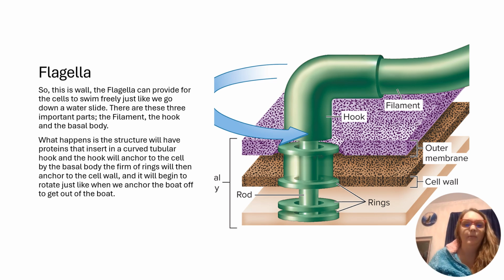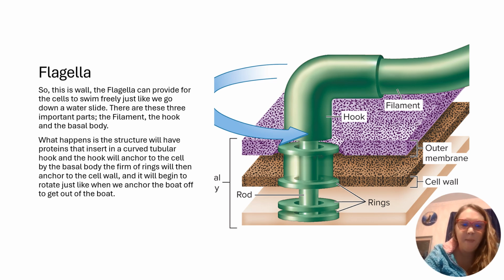We're next going to talk about flagella. So this is a way the flagella can provide for the cells to swim freely. Just like when we go down a water slide, we swim freely outside of the water slide into the pool. That's the same thing that happens with these. There are 3 important parts to this: the filament, which you could see on the diagram, the hook, and the basal body.